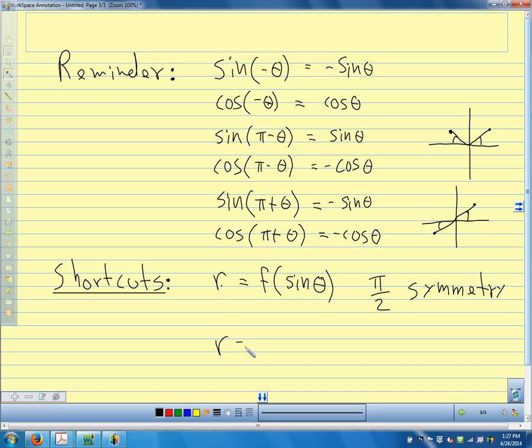And if our graph is just some function of cosine theta, just has cosine theta in it, it's going to have polar axis symmetry.